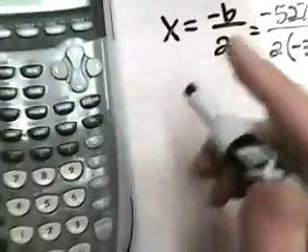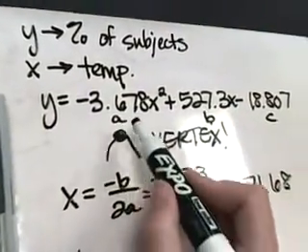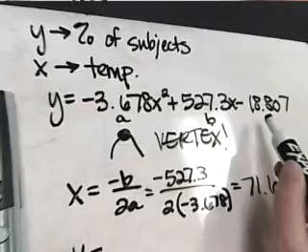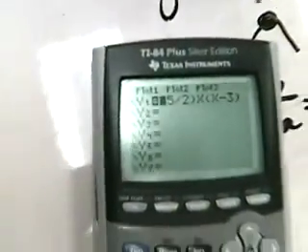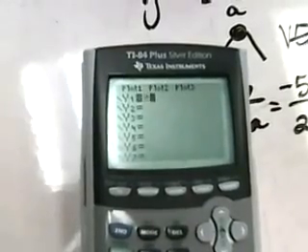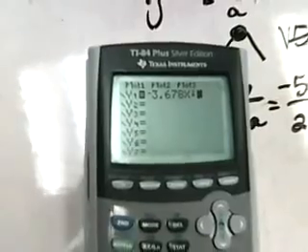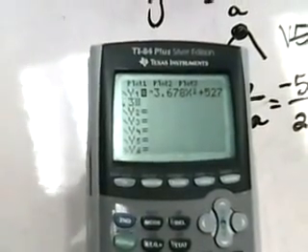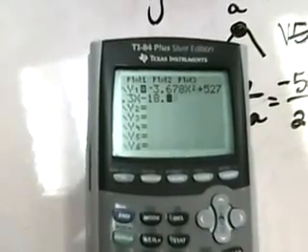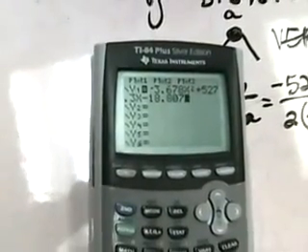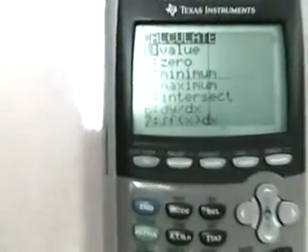Now how do you find Y? Just like we found Y when we were graphing. Put this into your calculator and go to second trace value. So we're going to go to Y equals and type in our equation: negative 3.678x squared plus 527.3x minus 807. And I'm going to go to second trace value.